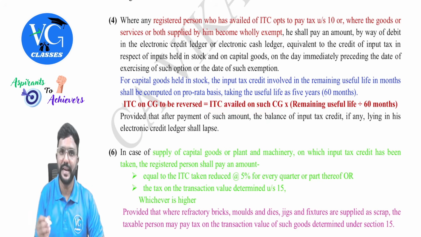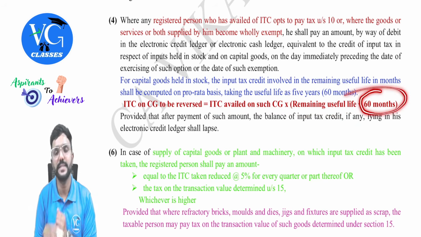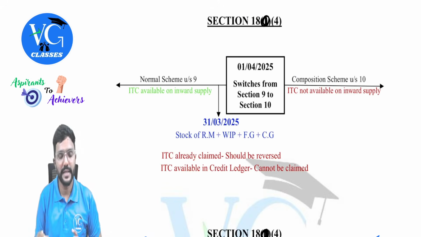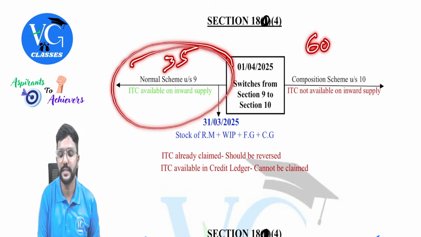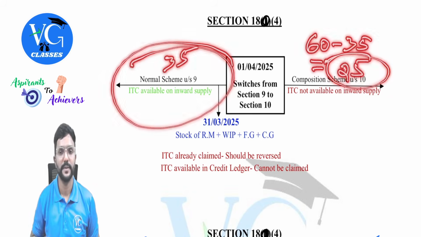Total ITC already availed on capital goods into the remaining useful life, which will fall on or after that date, divided by 60 months. Remaining useful life is nothing but, guys, take 60 minus what is already used before this. Assume already used is 35 months. So you need to take 60 minus 35. The remaining will come here. For this much months, we need to reverse the credit. Clear? Which is 25 months.